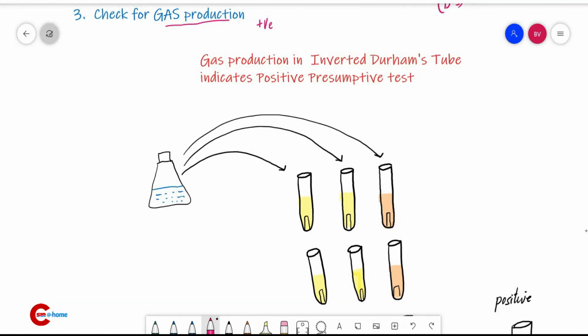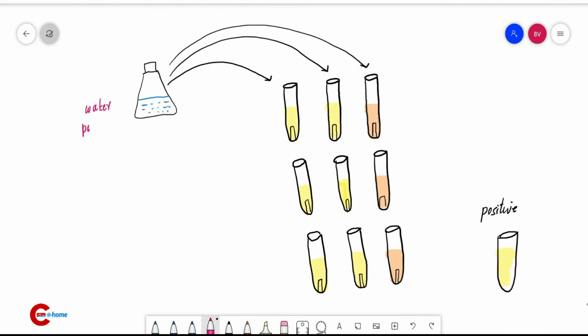The gas production in inverted Durham's tube indicates a positive presumptive test. Now we can study in detail. Just check this diagram. This is the water sample we collected from any pond, your well, or tap water. These are the tubes. We can use the 3-tube method or the 5-tube method for MPN. The 3-tube method is easy, that means we need to take only 3 tubes for a set. 5-tube means 1, 2, 3, 4, 5. We need to take 2 more. That is the 5-tube method.